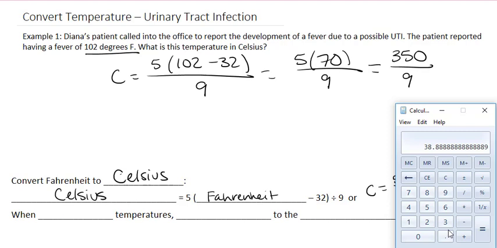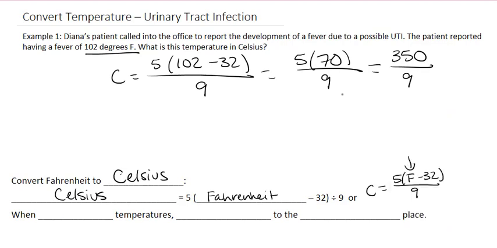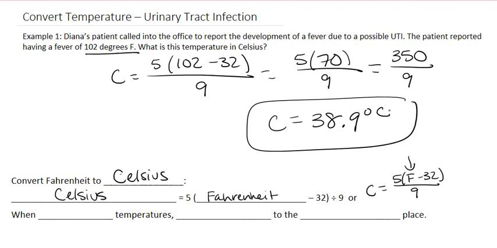So we'll just round to the nearest tenth. So this becomes 38.9, and to show that it's Celsius, we're going to add a little degree sign with a C. So this is what 102 degrees Fahrenheit is in Celsius. And so remember, when converting temperatures, round to the tenth place, which is what we just did.